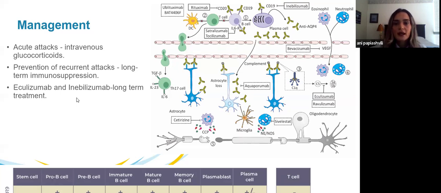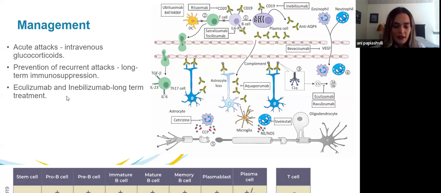So, for example, we have some medications like rituximab. Here you can see rituximab. Also, we have eculizumab and also inebilizumab. I would like to tell you what is the difference between them. All of them, of course, are humanized antibodies, but they have different mechanism of action. For example, rituximab is a humanized antibody against CD20. And inebilizumab, as you can see here, is a humanized antibody against CD19.